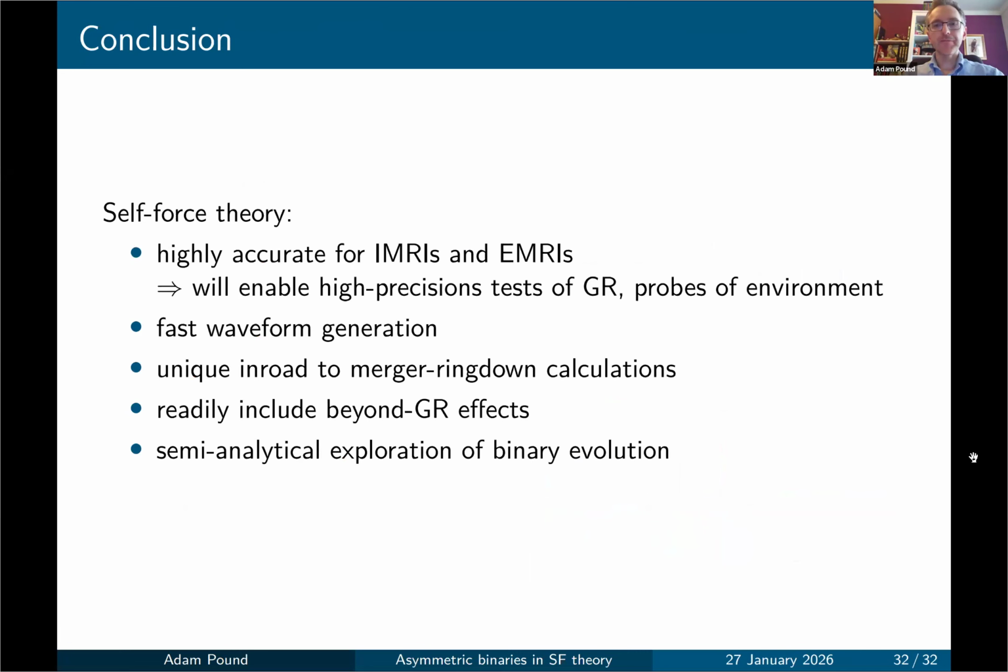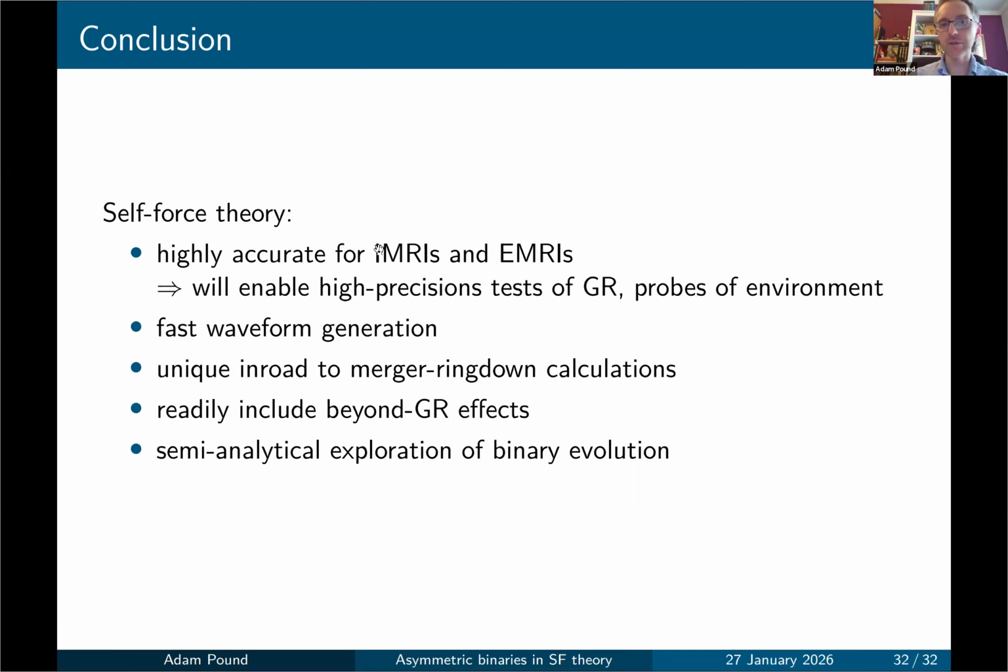Okay, so self-force theory was designed for EMRIs. It was always known it would be good for EMRIs. It's now known to be highly accurate for what are called intermediate mass ratio inspirals, so systems with mass ratio 1 to 100, 1 to 1,000. And we're finding it works really quite well for mass ratios more like 1 to 50, 1 to 20, 1 to 10. And with these kinds of things, we expect to be able to do high precision tests of general relativity, probes of environments and galactic cores, all these things with EMRIs.